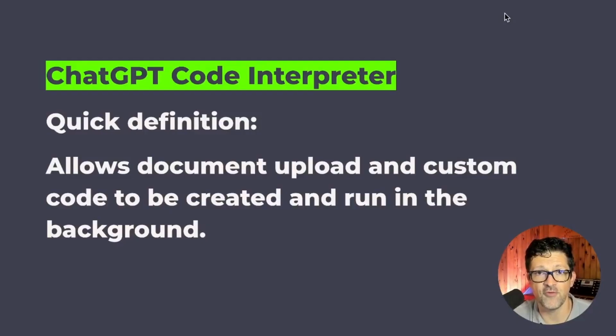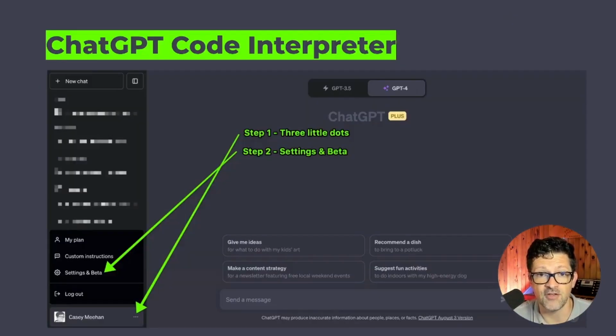All right, so starting off with Code Interpreter, this allows for document upload and custom code to be created and run in the background. That's just the quick and dirty definition. Now jumping into a quick and dirty way to set this up before we get into our use case for the Code Interpreter.